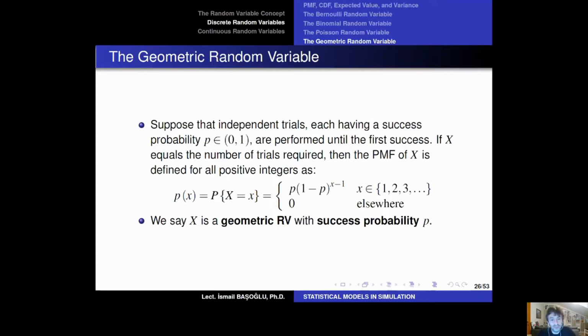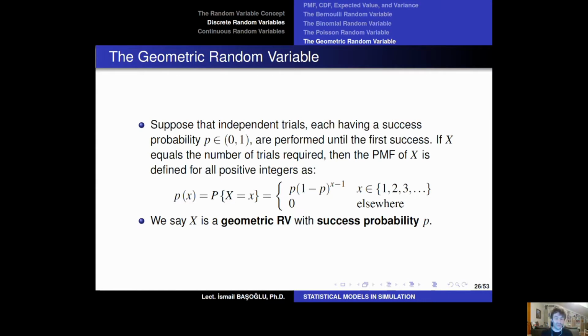We can define another random variable that is called the geometric random variable. And this is also a discrete random variable. And we suppose that independent trials, each having a success probability P, are performed. And we are going to stop performing these experiments when we observe our first success.